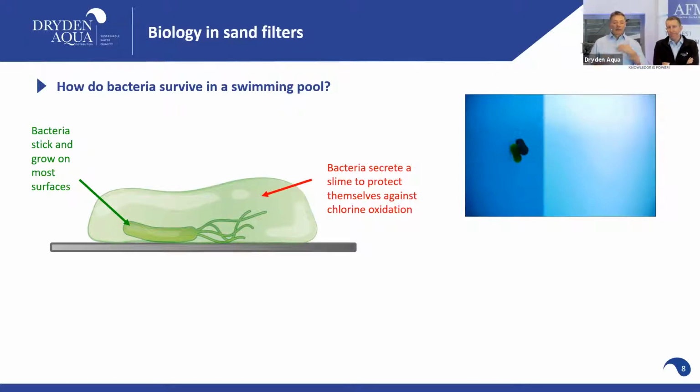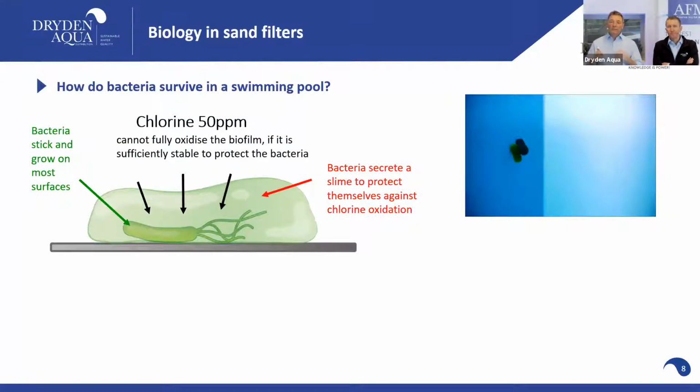And then they are covered, and then they double, they grow, they double, they grow, and this slimy mass, this bacteria in this slimy mass that we call a biofilm, becomes thicker and more stable. And by time, it gets really very resistant against chlorine.